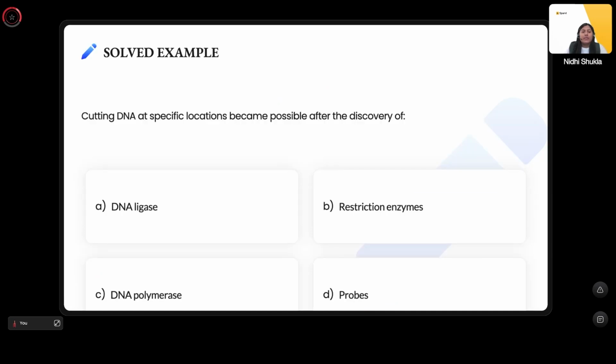The next question is, cutting of DNA at specific locations became possible after the discovery of, so it is restriction enzymes. Okay, as you know, restriction enzymes are also called molecular scissors, and restriction enzyme is nothing but just another name of restriction endonuclease.